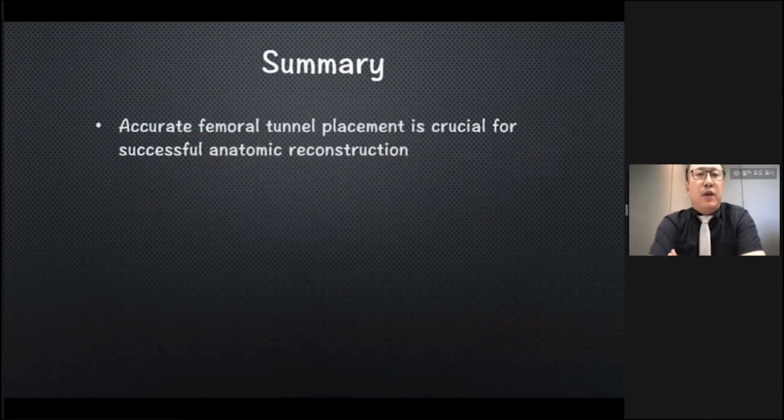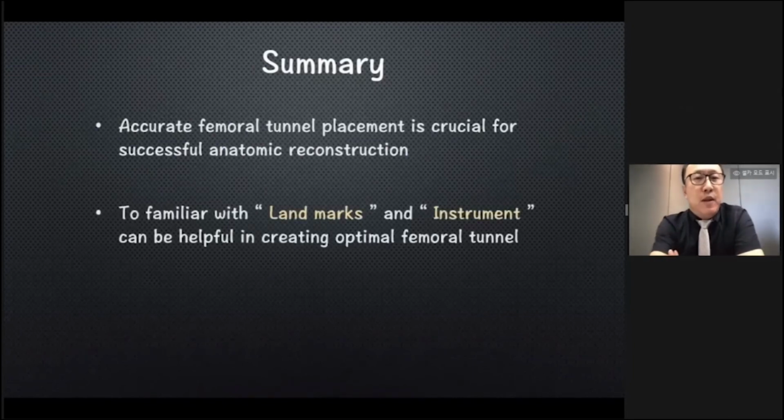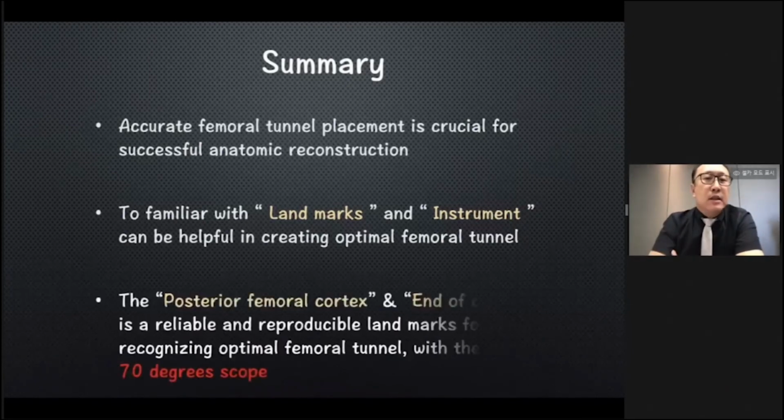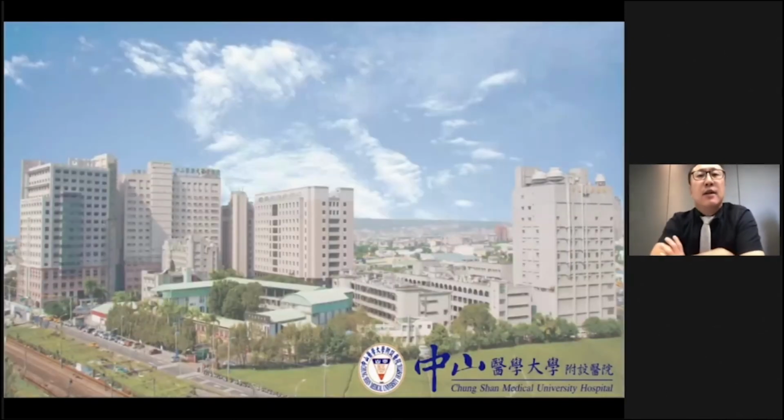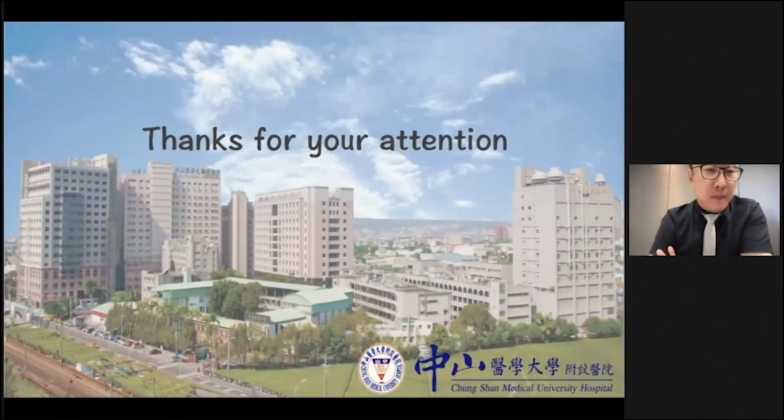So in my summary, I think accurate femoral tunnel placement is crucial for successful anatomic reconstruction. And being familiar with the landmarks and the instruments can be helpful in creating the optimal femoral tunnel. I think the posterior femoral cortex and the end of cartilage is a reliable and reproducible landmark for recognizing the optimal femoral tunnel with the help of the 70 degree scope. This is my presentation, and thanks for your attention.